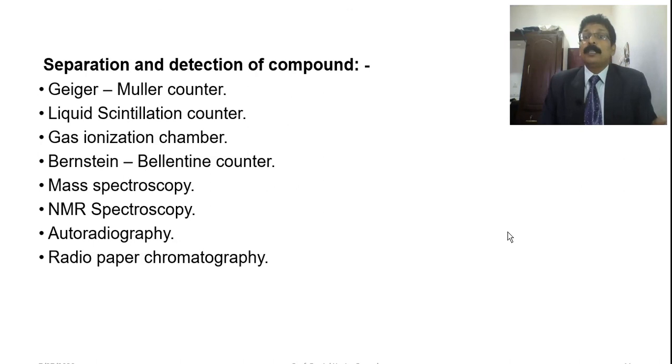Mass spectroscopy, which can find out the mass numbers of the compound. NMR spectroscopy, which is nuclear magnetic resonance spectroscopy. By means of magnetic resonance the compound can be identified, and carbon, nitrogen can be easily identified. Even carbon, hydrogen and nitrogen can also be identified.